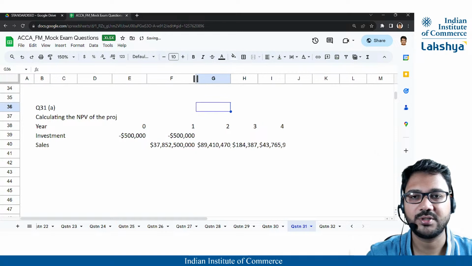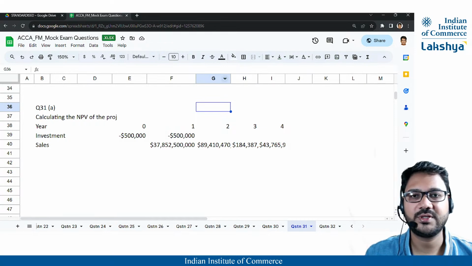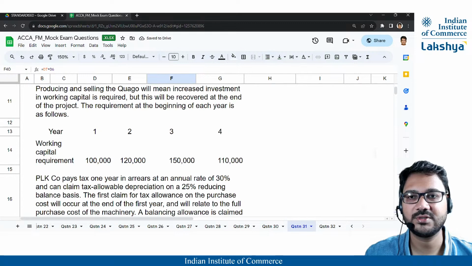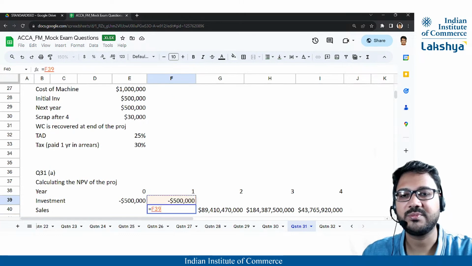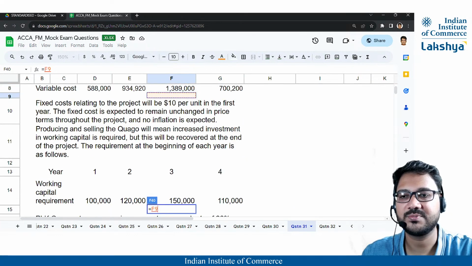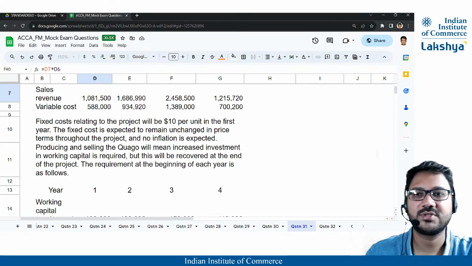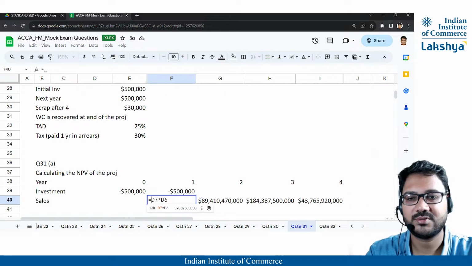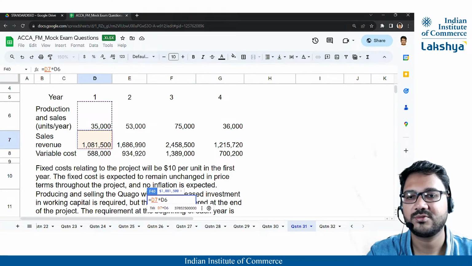Oh, that's a big amount. Something seems off. Wait, I'll just have a look at it. I think I've done something wrong. Oh, sales revenue has already been given. I thought it was sales per unit. Yeah, sales revenue is just given. We just have to take it as is. Okay, wait. So it's just equal to this, right? That's it.